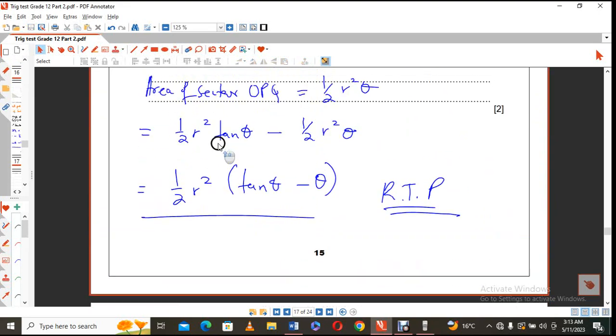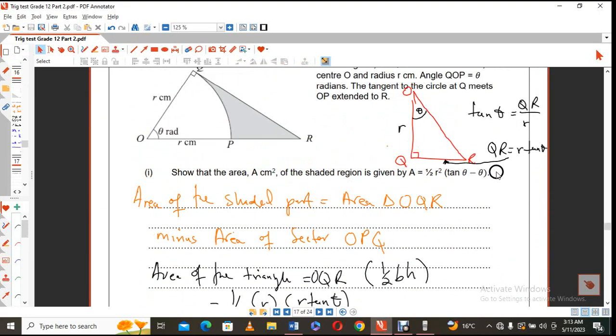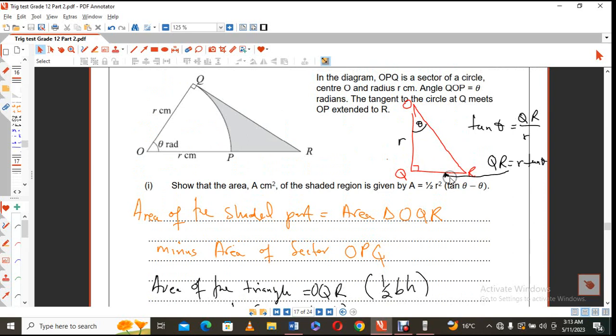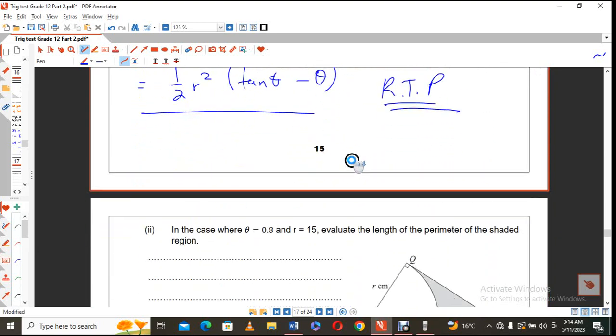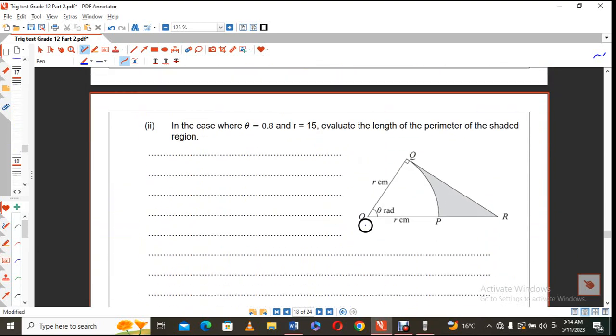We know from our previous working that QR is calculated. Our QR is nothing but r tan theta. Okay, r tan theta. So I just want to write that in. QR is r tan theta. And I want to know what PR would be, okay? The distance of PR.